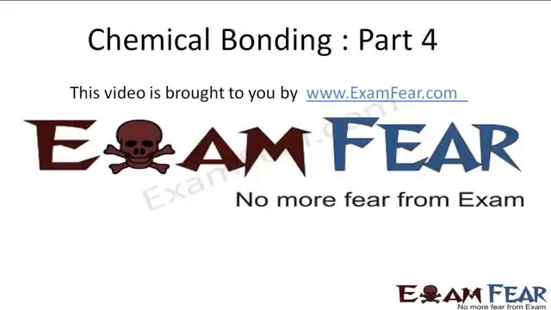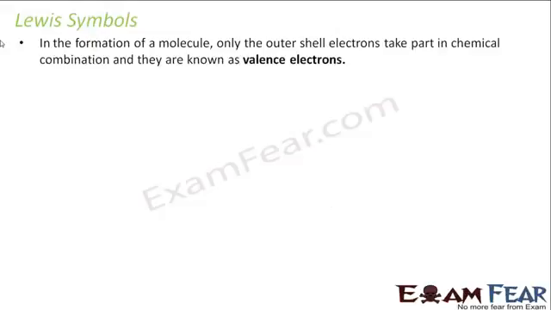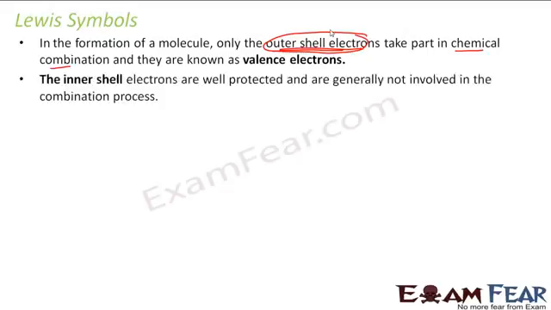Before watching this video, please make sure that you have watched part 1 to part 3. It says that in the formation of a molecule, only the outer shell electrons take part in the chemical reaction. As I told, the Lewis approach of chemical bonding assumes that in the formation of a chemical bond or chemical combination, only the outer shell electrons take part and they are called valence electrons. The inner shell electrons are well protected and they don't take part in the process. So we can ignore those inner shell electrons.